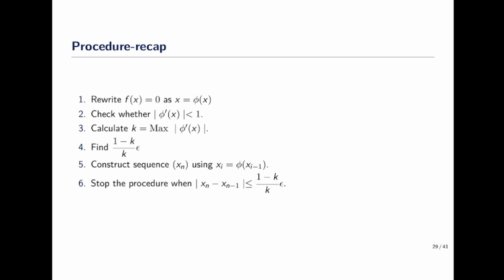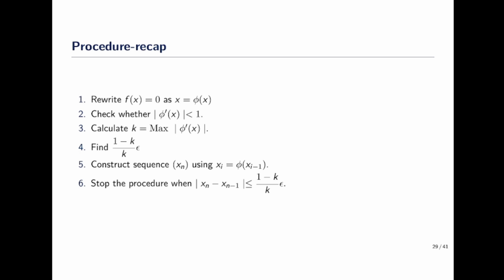To solve an equation f of x equal to 0, we will rewrite the equation as x equal to phi of x. Then we will check whether the absolute value of the derivative of phi is less than 1 or not. If it is less than 1, then only the sequence will converge. Then, as the next step, we will calculate the maximum value of phi prime of x and denote it by k. If the error factor epsilon is given, then next we will find (1 minus k) divided by k, times epsilon.